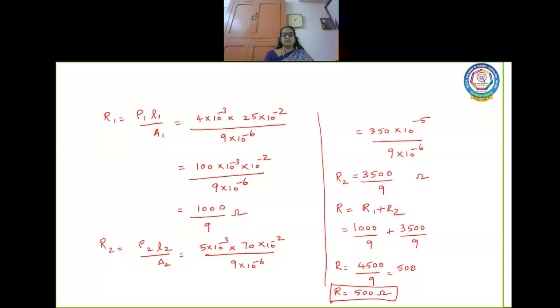Now alpha, the temperature coefficient of resistance, is given. So you need to find the value of resistance at 100 degrees Celsius. The formula is RT equal to R naught into 1 plus alpha T. Write the formula, substitute the values, and you will get this answer. Resistance you will have is 14 ohm. Try it, it is a very simple problem.